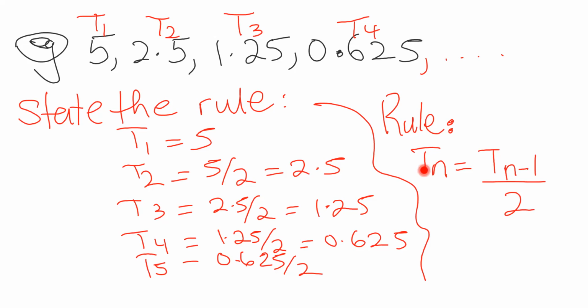So this is the term that we're going to find. In order to find that term, we have to use the term in front and divide it by 2. So in order to find each of these terms, we have to use the term before it and divide it by 2.